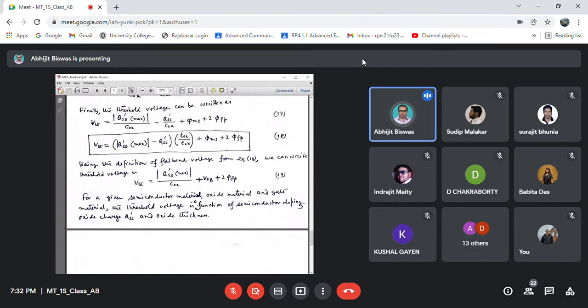Now you can also notice equation number 19. Sometimes you may be asked the question, what are the factors which determine or which influence the threshold voltage of MOSFET. Then what would be your answer? What are the factors which control the threshold voltage of a MOS device?